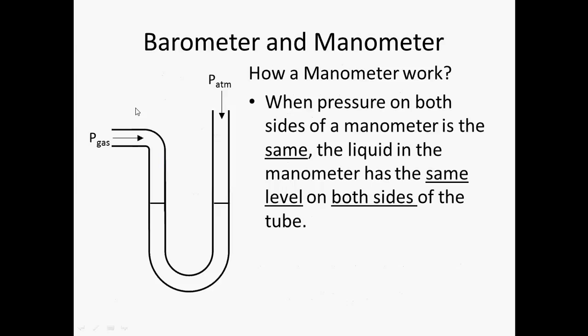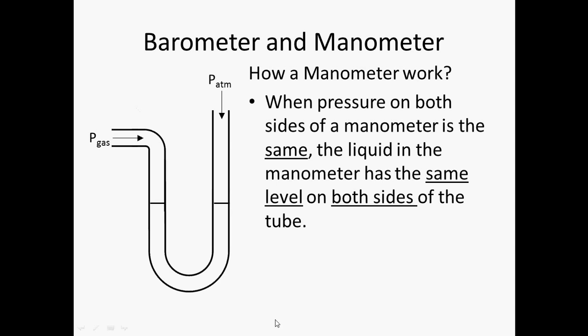So let's move on to the manometer. We learned about the barometer. The idea of a manometer is very similar, but instead of having an inverted vacuum tube, we have a U tube. So how does it work? When the pressure on both sides of the manometer is the same, the liquid in the manometer has the same level on both sides of the tube.